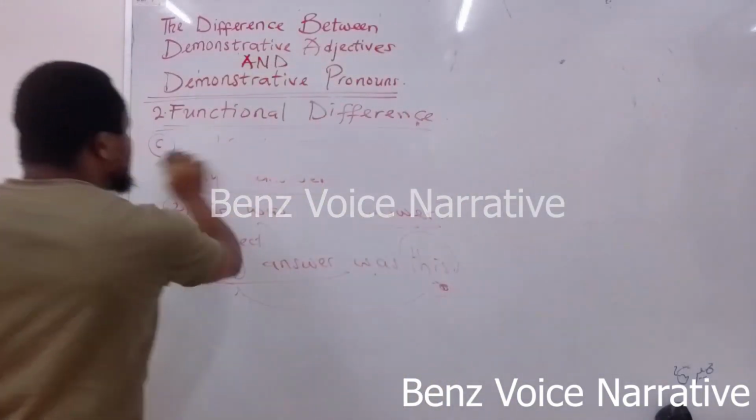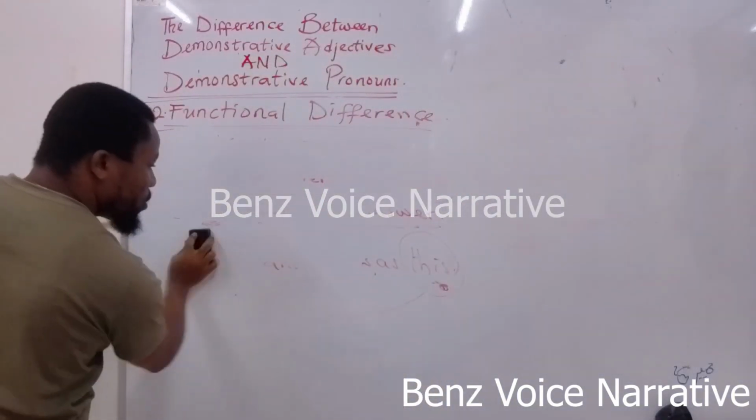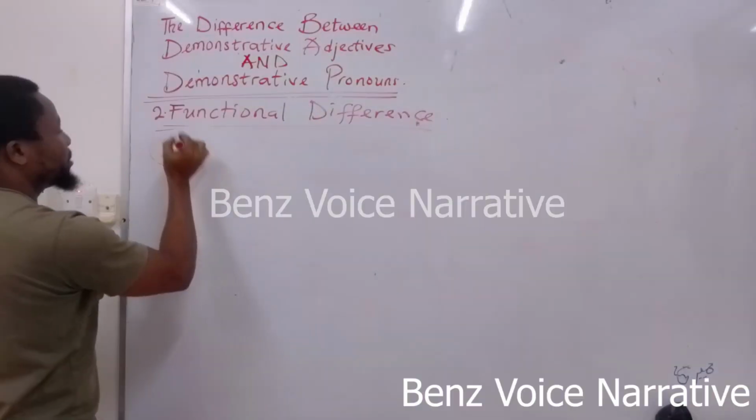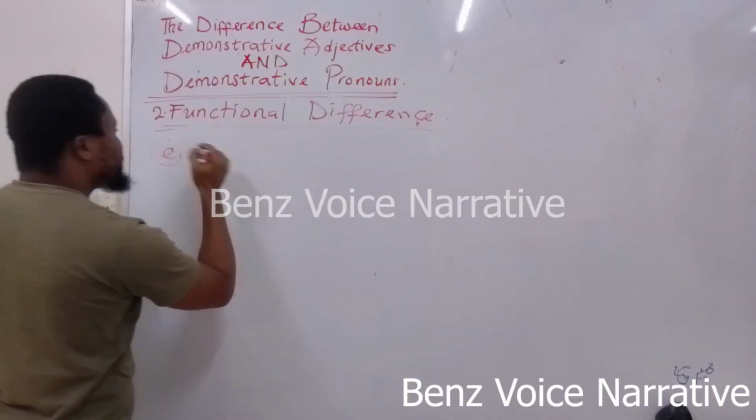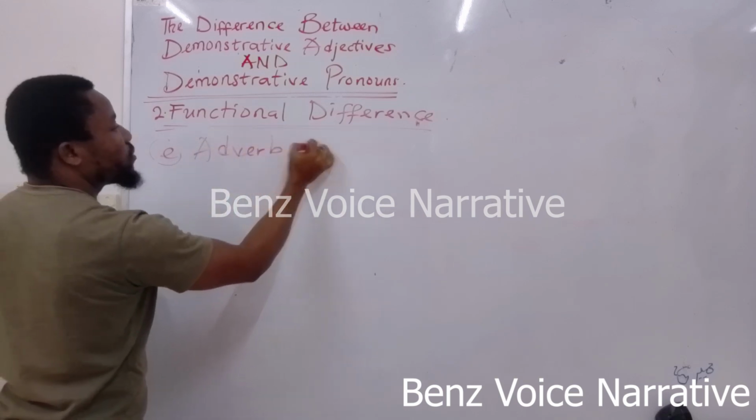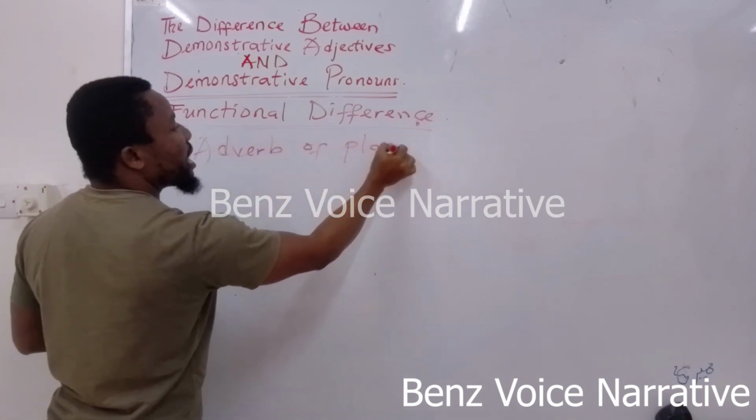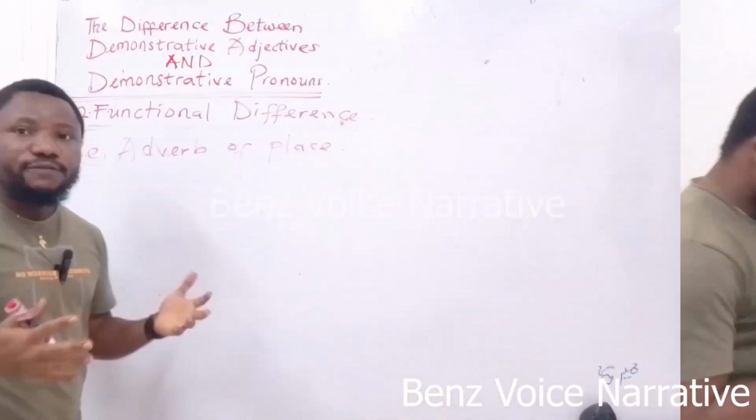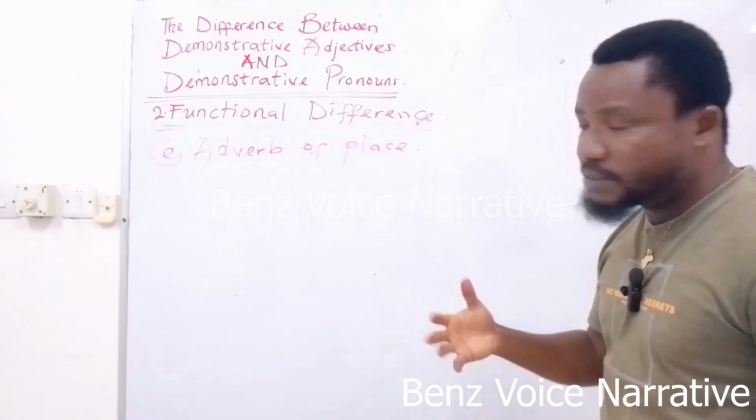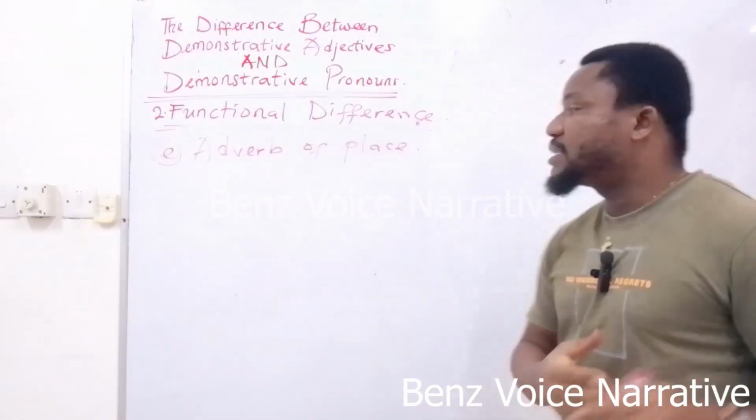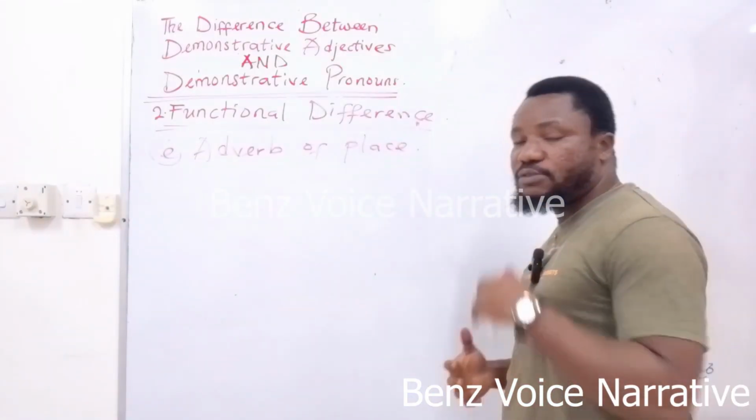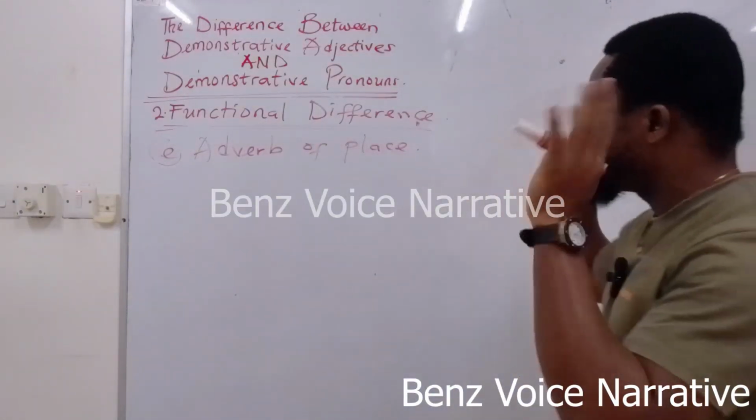So finally, another function of a demonstrative pronoun. A demonstrative pronoun can function as adverb of place. And of course, remember that adverbs are words that modify a verb, that modify the action performed in a sentence in terms of place, in terms of time, in terms of reason, in terms of concession, in terms of degree, in terms of frequency, etc.